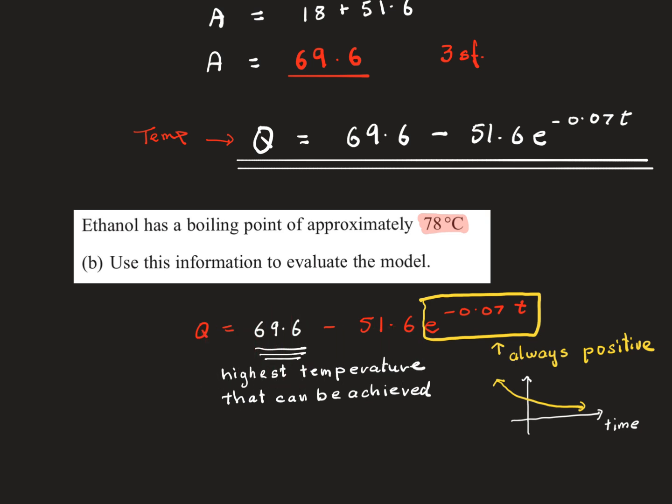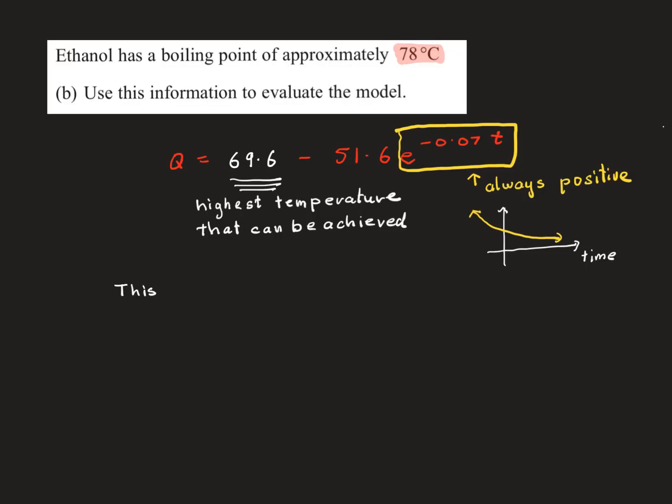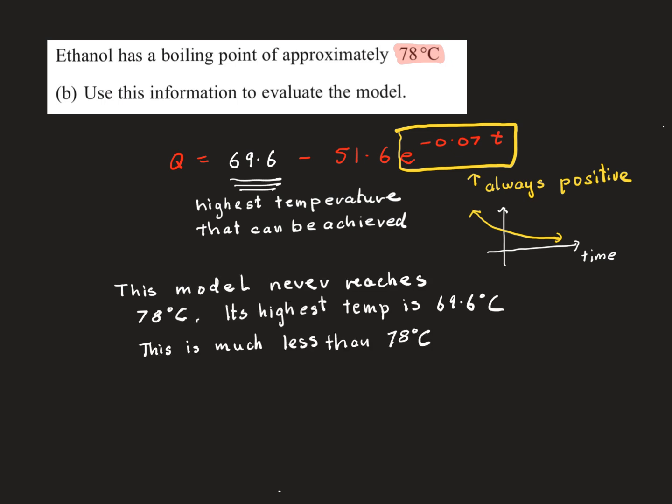Now, ethanol has a boiling point of 78.7, so this model will never reach 78 Celsius. In fact, its highest temperature is 69.6 Celsius, and this is much less than 78 Celsius.